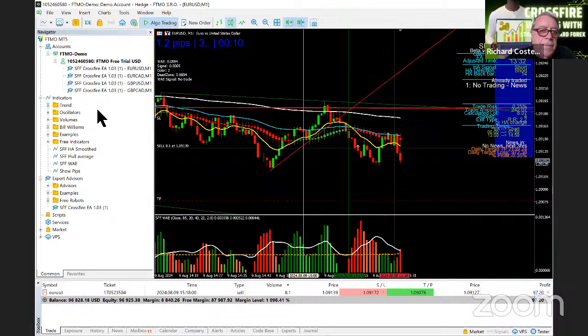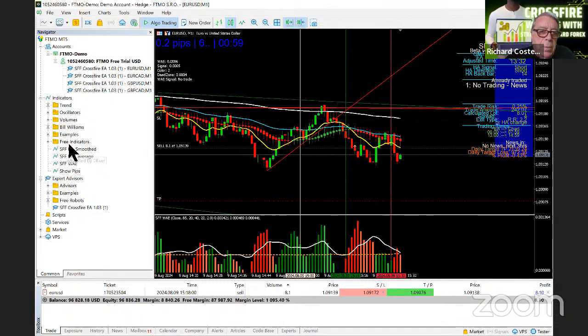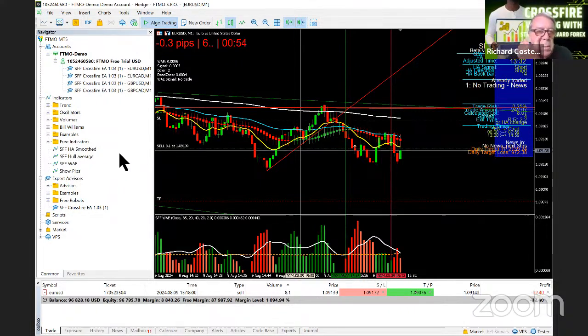What you need to have for Crossfire is SFFWAE, and then these other indicators came along with the other trading assistant, but you certainly need the Heiken-Ashi smooth. You can have the whole average, but you don't need it because it doesn't impact on the actual trade. But you need the show pips, which is this here, and you need a blue hat on the Crossfire EA. So you need all of those blue hats.